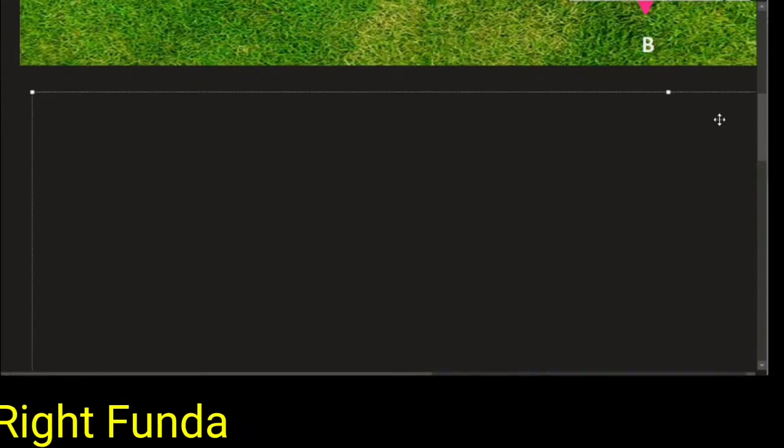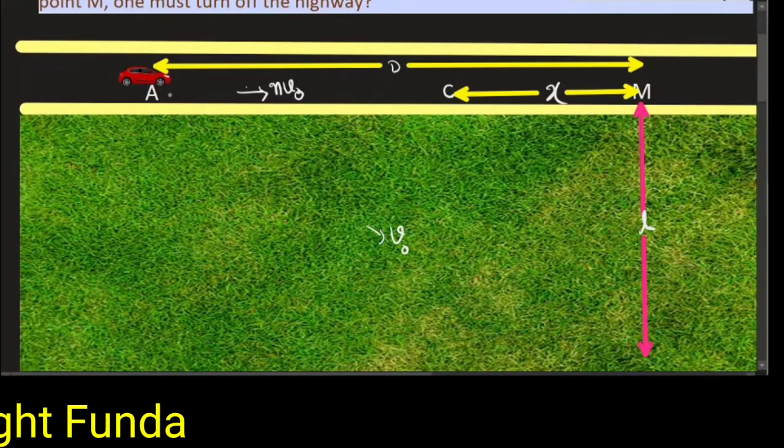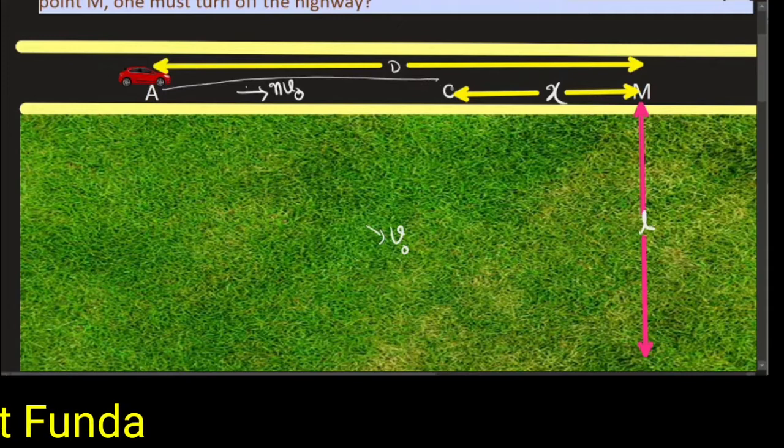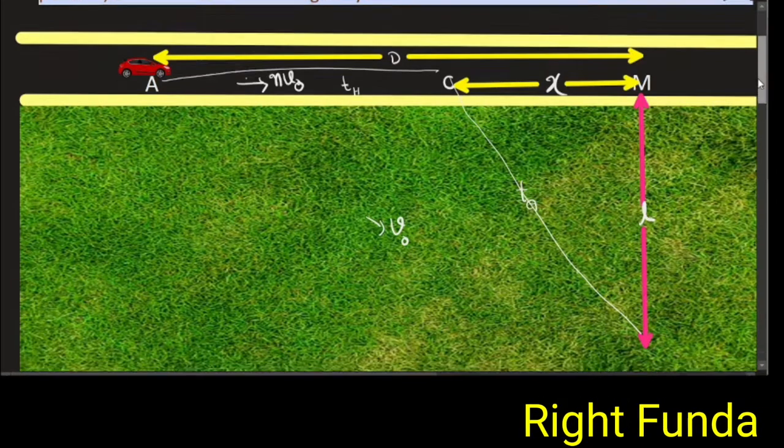So the total time taken from here to here. What is the time taken? The time taken to travel from here to here, and again the time taken from here to here. Suppose this time is t in the highway, I have given this as t in the highway. And this time let it be t in the grass field, tg, t here and there. So total time is equal to th plus tg, which will be my total time. Depending on the x value, it will be changing.